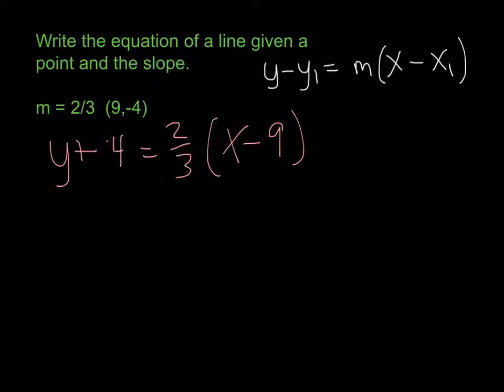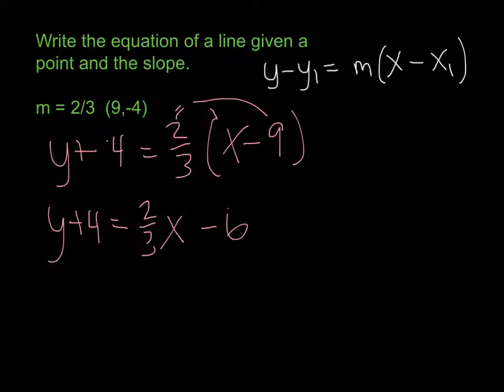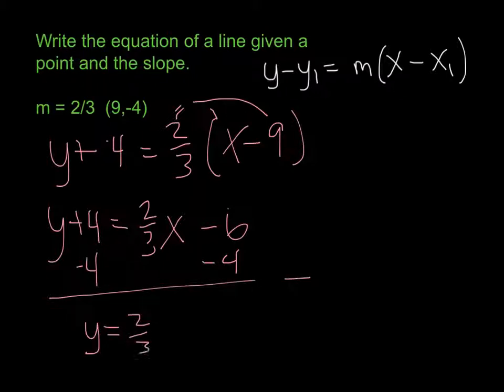Step two was to distribute the slope. So we have y plus 4 equals 2/3 x, and then 2 times 9 is 18, and then 18 divided by the bottom number 3 is 6. So first we plugged in, then we distribute, and then we're going to solve, where we either add or subtract this number, and then we have y equals 2/3 x minus 10.